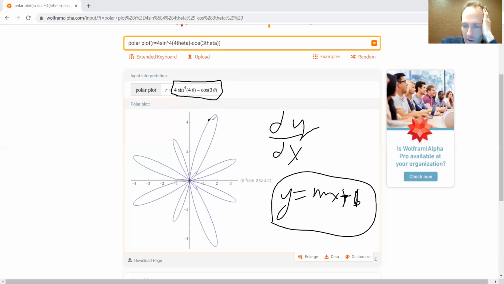That's actually on the homework for this week. What is a line? What does a line look like in a polar coordinate system? It's kind of cool.